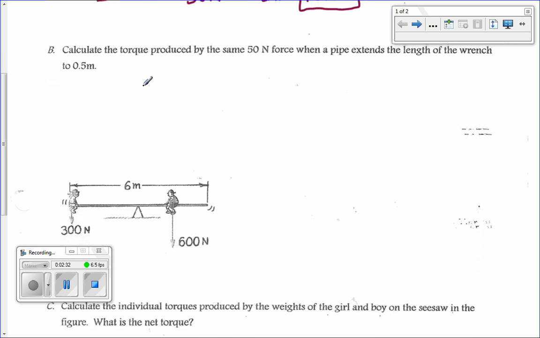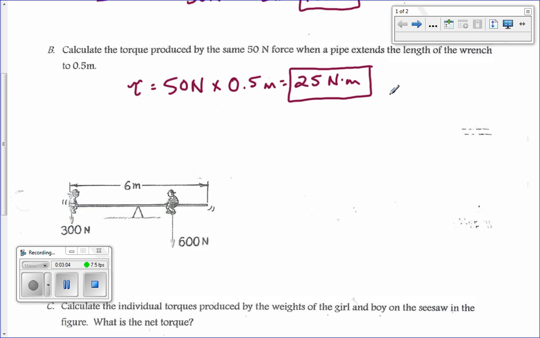Example B. Calculate the torque produced by the same 50 newton force when a pipe extends the length of the wrench to 0.5 meters. All right. So torque is given by 50 newtons times 0.5 meters. That's going to be 25 newton meters. So is that more torque? Yeah. So we get more torque for the same amount of force if we just extend the length of the lever arm.